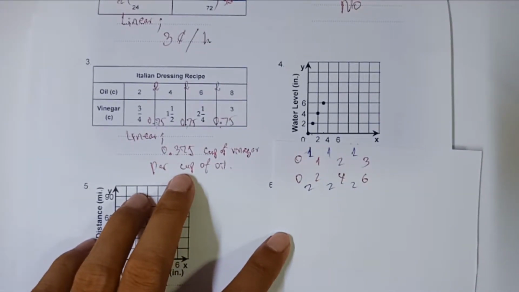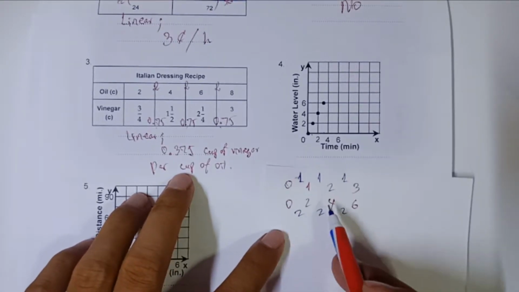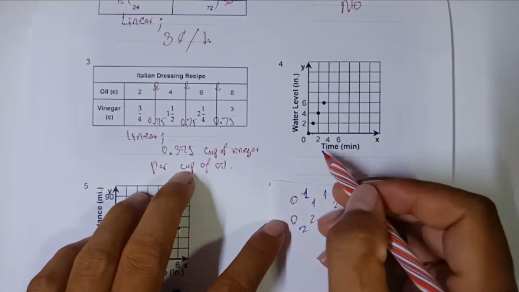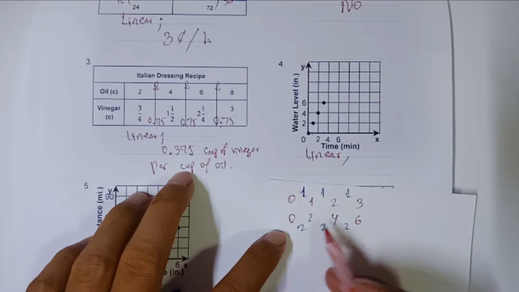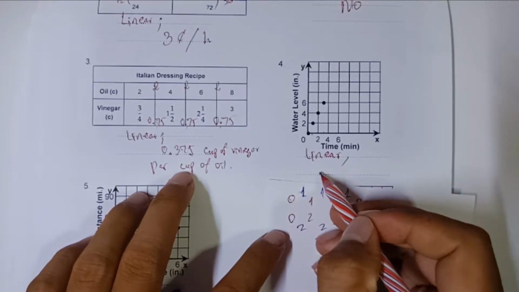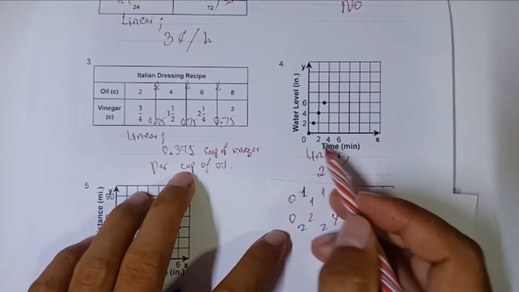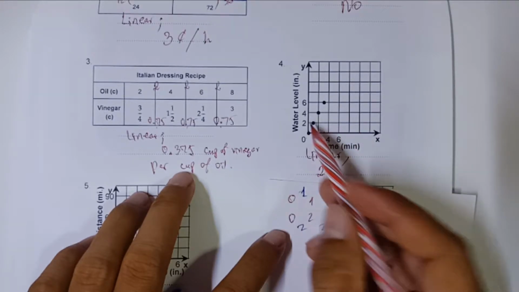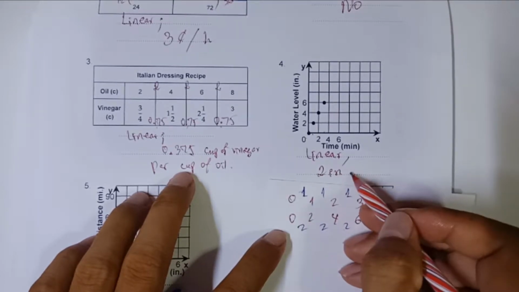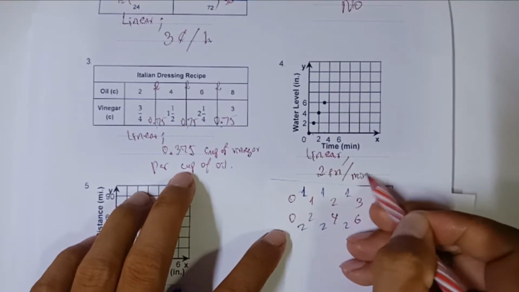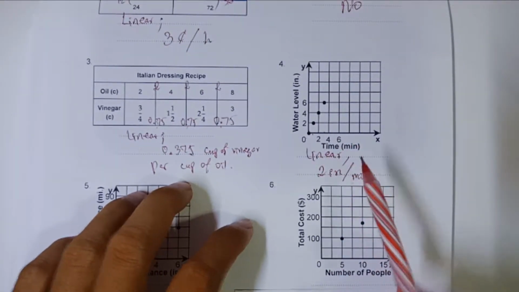So to find this, 2 divided by 1, 2 divided by 1, 2 divided by 1, they are constant, the same. So therefore your answer here is a yes, or you can just say linear. Then the constant rate of change is 2 inches per minute.